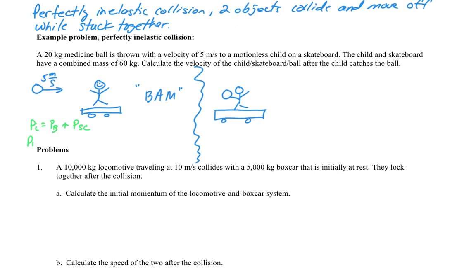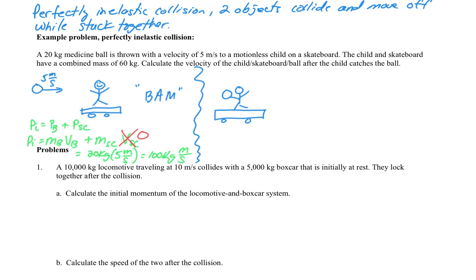That means the initial momentum is the mass of the ball times the velocity of the ball plus the mass of the child plus skateboard times the velocity of the child plus skateboard. But we know that the velocity of the child skateboard is 0, so we don't have to worry about that. So we only have to find the initial momentum by multiplying the mass of the ball, which we know is 20 kilograms, times the velocity of the ball, which we know is 5 meters per second. You don't even need your calculator for that because you know that is 100 kilogram meters per second.